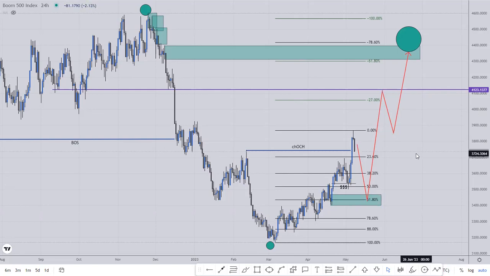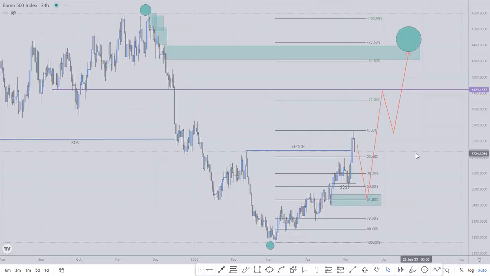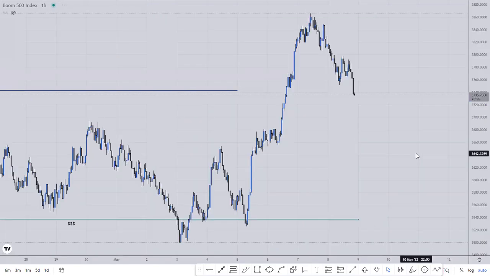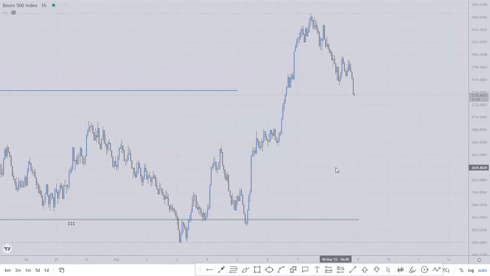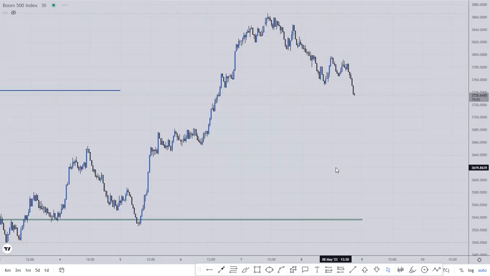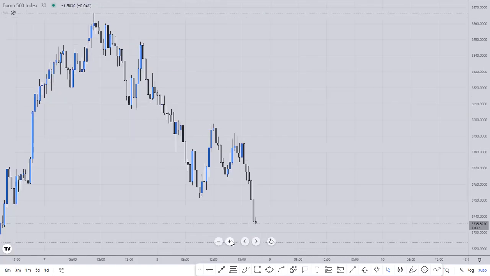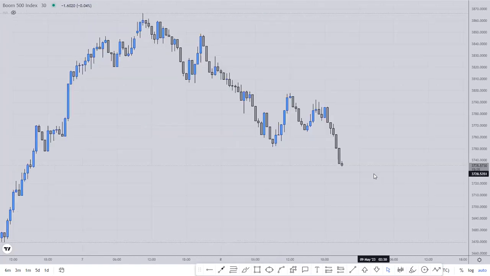So now this drop, as I said, is a pullback. One can go to lower time frames and look for confirmations if they want to take advantage of the sell that is happening. This sell on Boom 500, I want you to see the confluence that is there. Remember what I showed you on Crash 500, how you could have taken advantage of that sell. I want you to see what is happening on Boom 500, why it's almost similar to what happened on Crash 500.